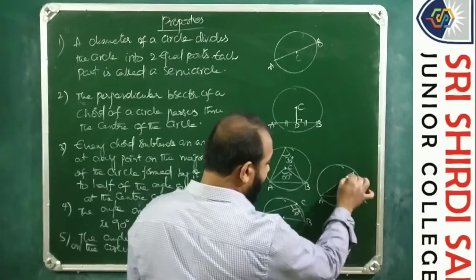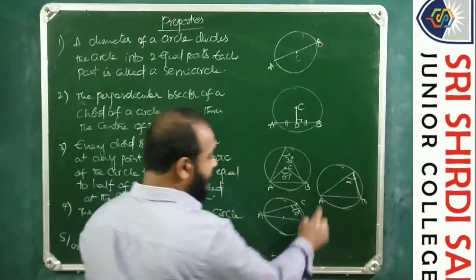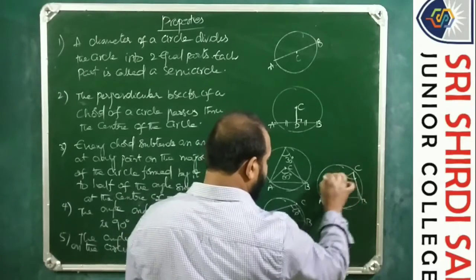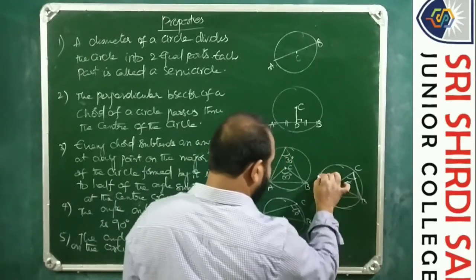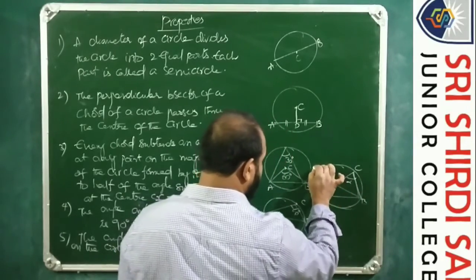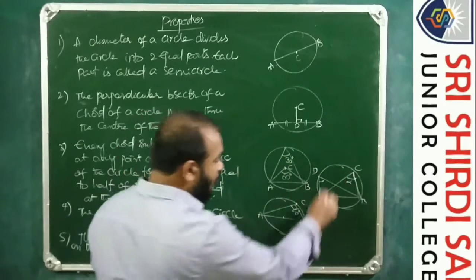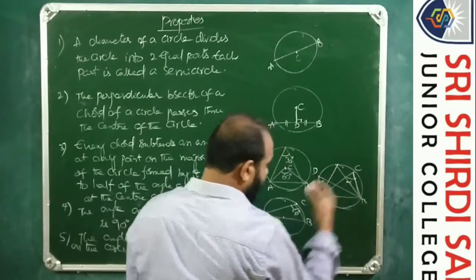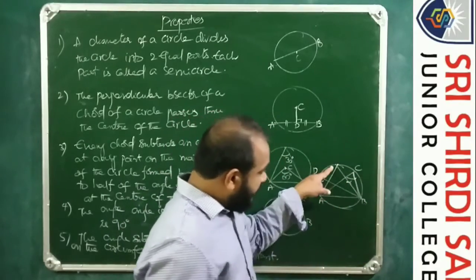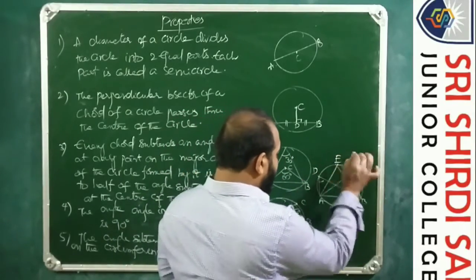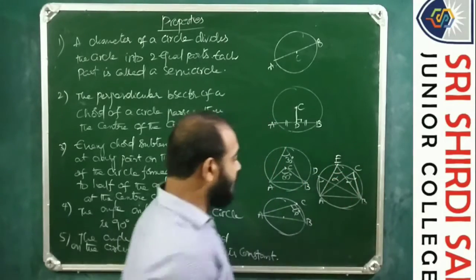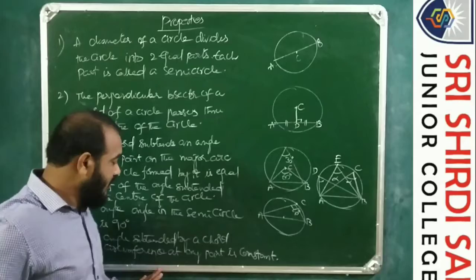AB is making an angle alpha here, for example. Then the same chord AB is making an angle of alpha at D, and so is the case here. If you take this point also, for example E, at this point also it makes a similar angle. So that's what this property says.